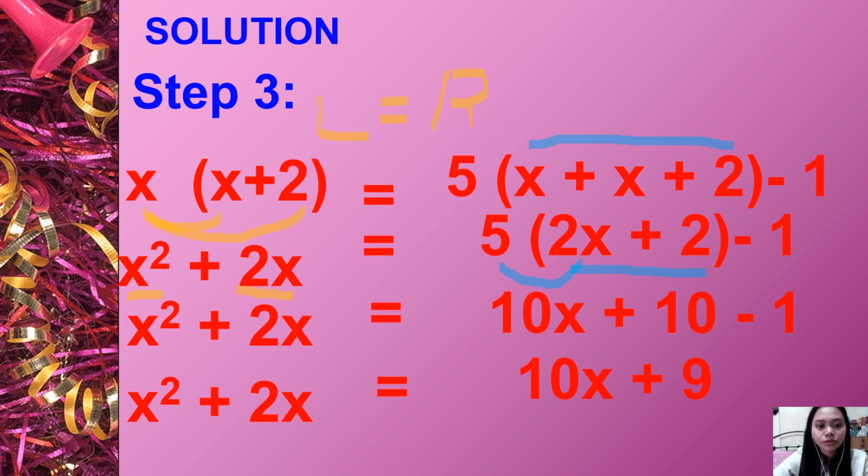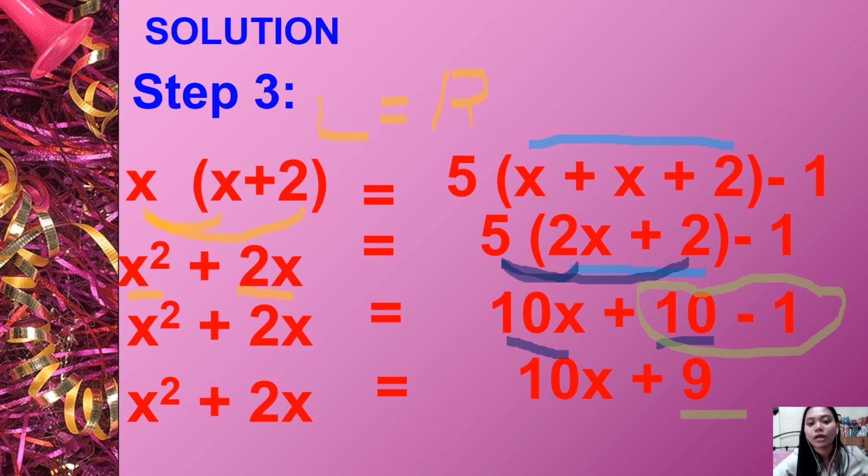Okay, so I'll be using another color na lang, no? Okay, we have dark blue. So, 5 times 2x is 10x. 5 times 2 is 10. And then, bring down minus 1. Then, simplify again the similar terms. So, meron ka ditong 10 minus 1. So, meron kang 9. So, ito yung new expression natin or equation. Meron ka sa left side na x squared plus 2x. On the right side is 10x plus 9.